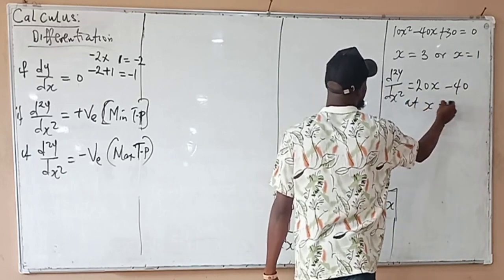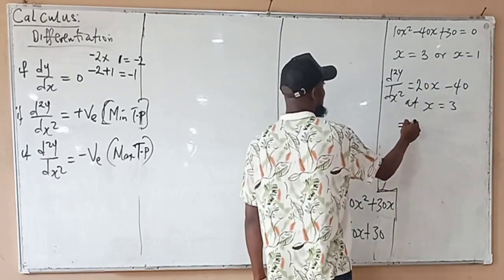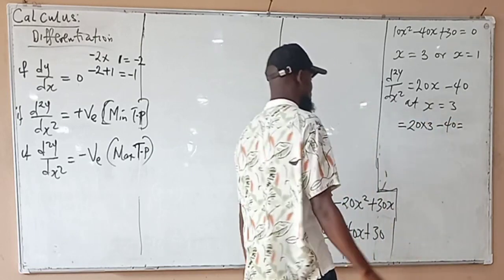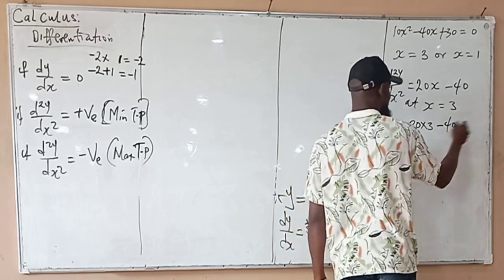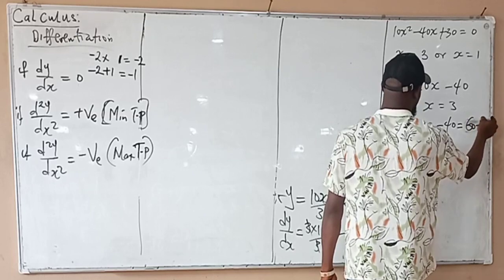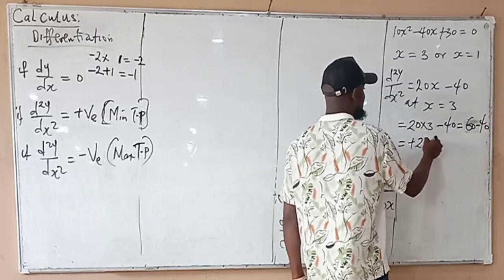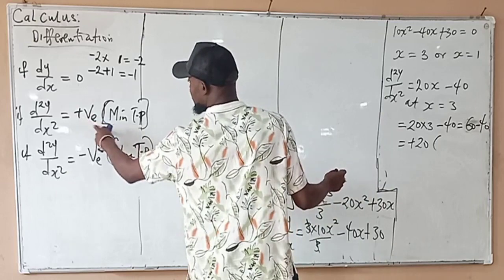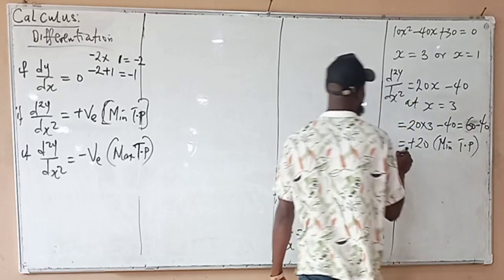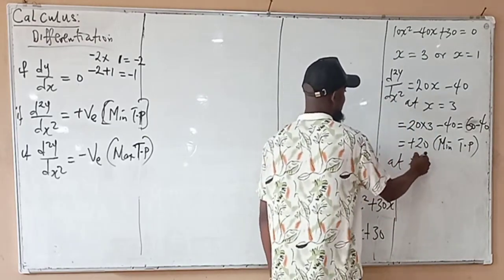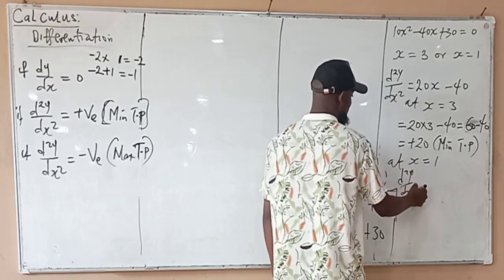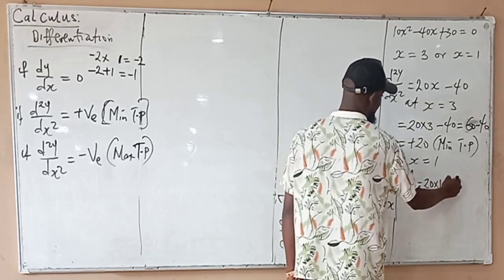So at x equal to 3, we have 20 times 3 minus 40. 20 times 3 is 60, minus 40, that's plus 20. When it's positive, it is a minimum turning point. So this is going to be the minimum turning point. So at x equal to 1, our d²y/dx² will be 20 times 1 minus 40.